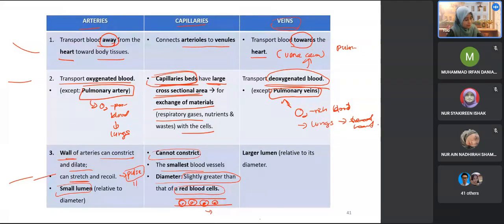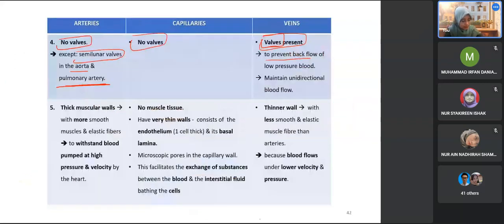And then for the vein, it has a larger lumen relative to its diameter. Okay, so next, tadi valve ni kita dah tengok. The last point, the difference between artery and also capillaries and vein. For artery, it has a thicker muscular wall, thicker muscular wall by the tunica media. Tunica media that consists of the smooth muscle.